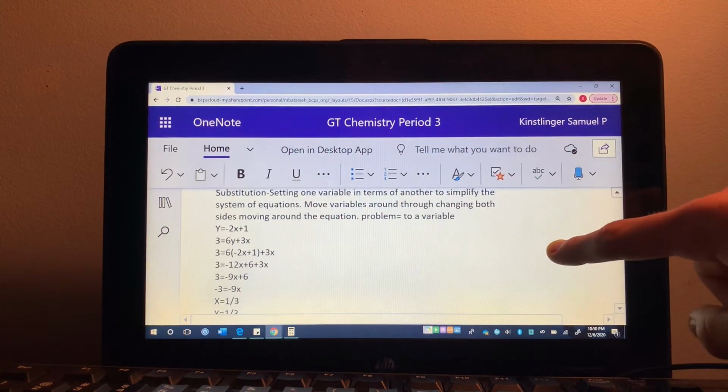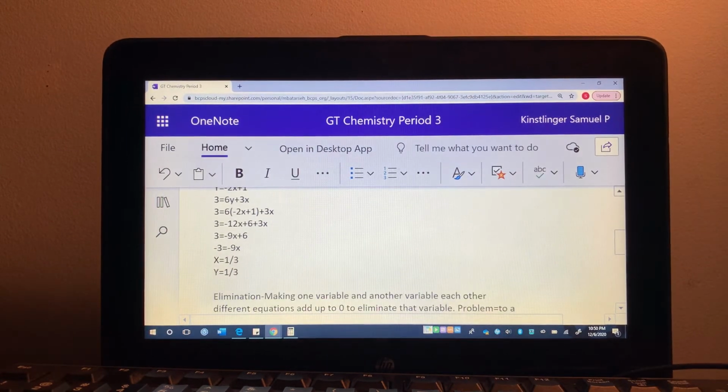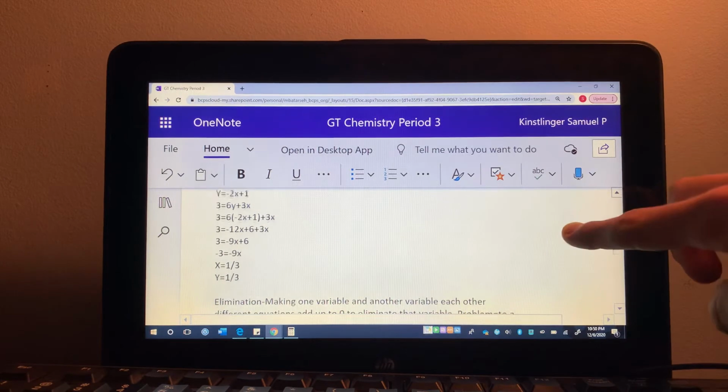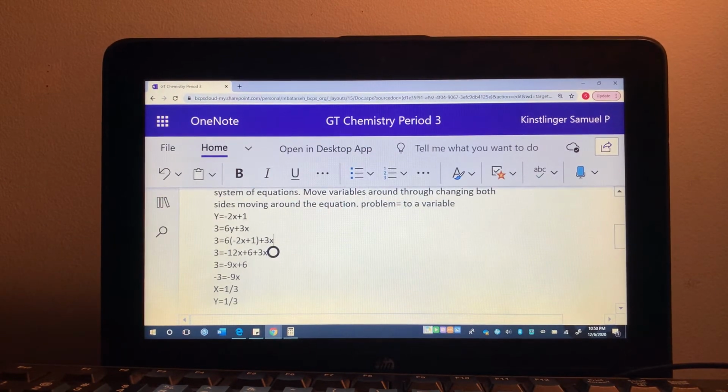Now, as proof of concept, I'm just going to substitute it into the second one. 3 equals 6y plus 3x. Well, we know that x is 1/3. 1/3 times 3 is 1. So we have 3 equals 6y plus 1. Subtract 1 from both sides. We get 2 equals 6y. So we divide both sides by 6. We get y is 2 over 6, or 1/3.